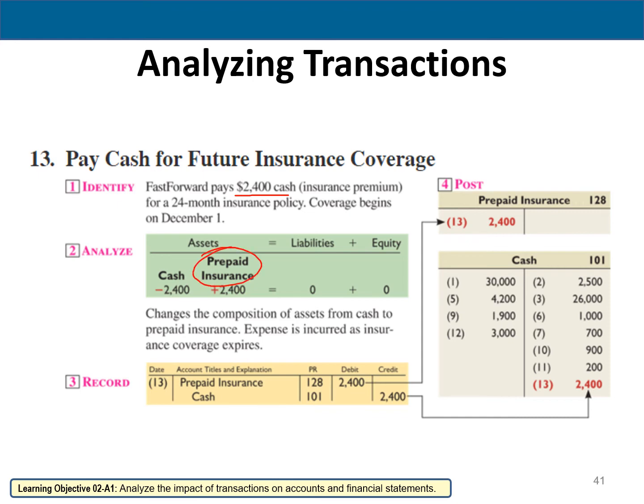So cash is going down because we're giving it to somebody else. It's going out the door. Prepaid insurance, though, is going up. And then as the policy period expires, that prepaid insurance asset will decrease and our insurance expense will increase. So prepaid insurance is an asset account, and in order to increase asset accounts, do we debit or do we credit? We debit, right? And then cash is also an asset, but we set up here in step 2 that we're going to decrease that cash balance. And so in order to decrease an asset account, we credit.